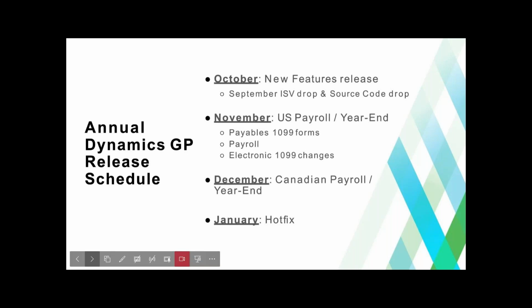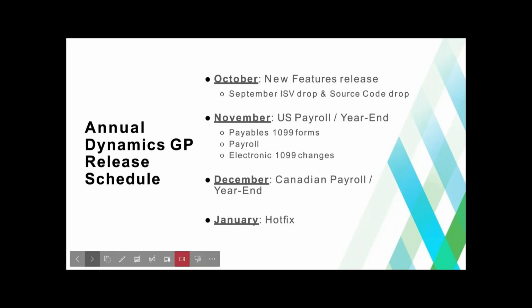October is new release month. In October 2023, we got Dynamics GP 18.6. This October 2024, we will expect Dynamics GP 18.7. The following month in November is reserved for U.S. payroll and year-end opportunities. We all know that payroll and year-end are necessities, and if you're running payroll, you need to worry about year-end close. Then November is a time to start worrying about that in the United States.